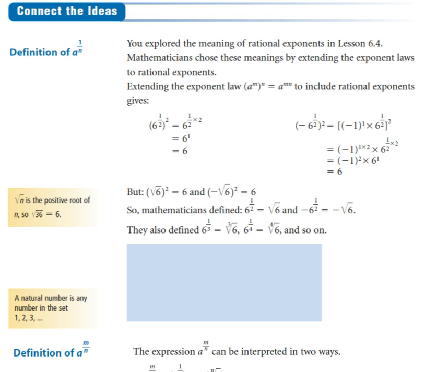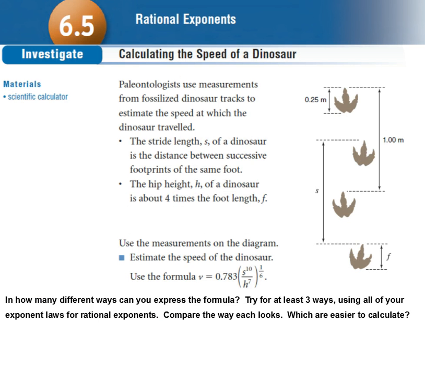So I'm going to go through some examples, and at the outset, we're going to eventually come back in class to this investigation to try to take this formula, which gives us how fast a land mammal can run based on the stride length and the hip height. And we can estimate these from dinosaur fossilized tracks. So we're going to come back to that.